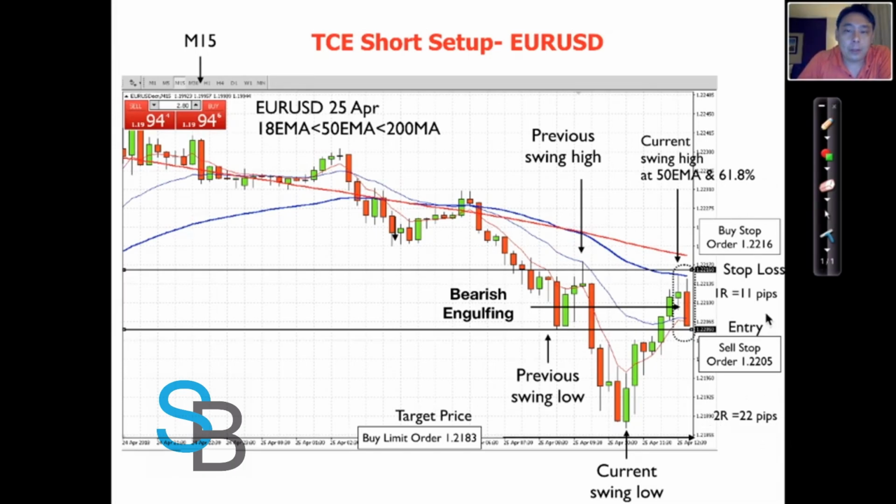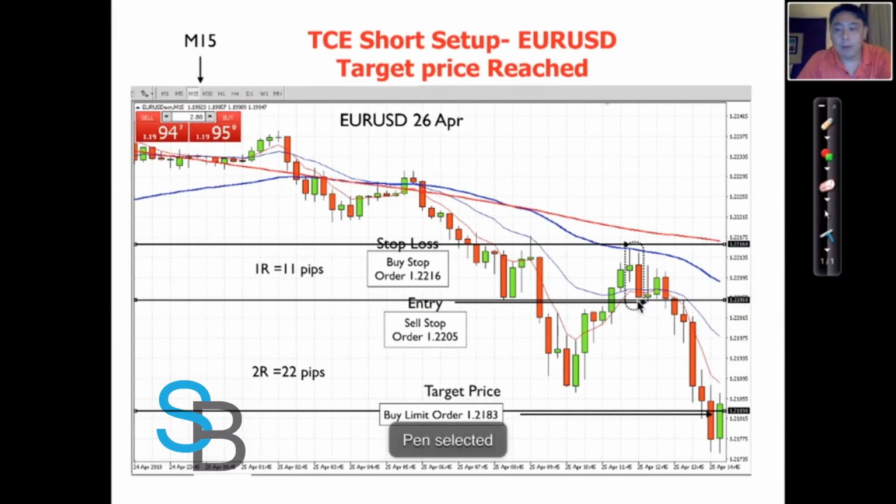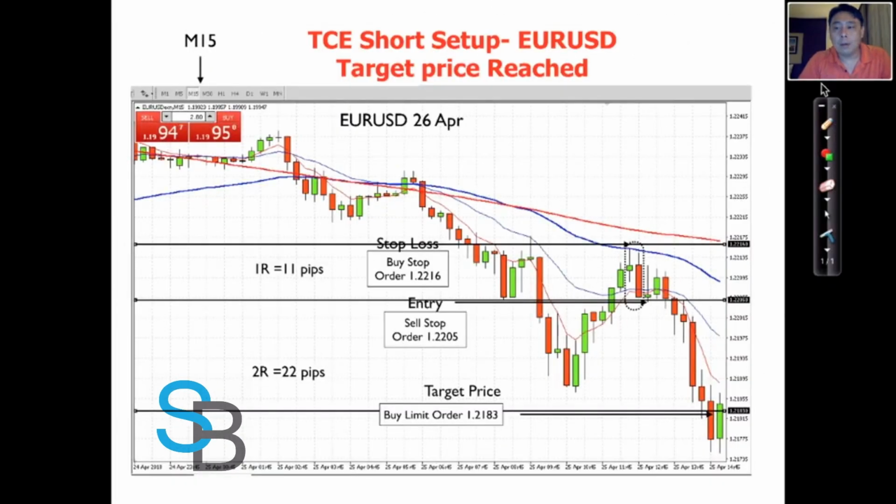So as you can see, after entering the trade, the next candle went below our entry price, so it triggered our sell order. Okay, but it didn't go down immediately, right? See, it triggered the sell order, it went up again, and then boom, it went down to hit our profit target at 2183. So that was, again, another short trade.